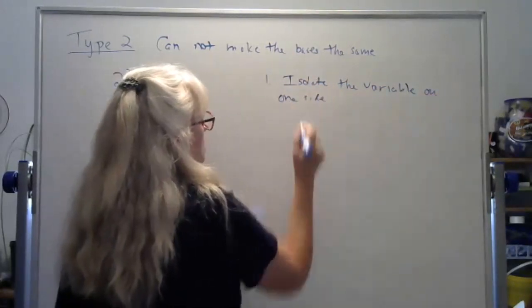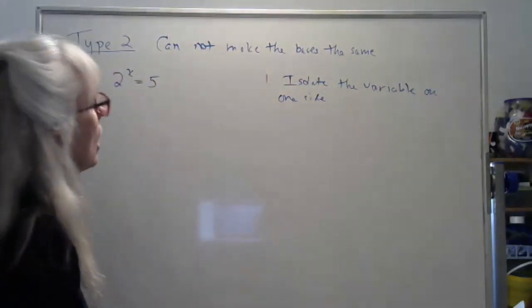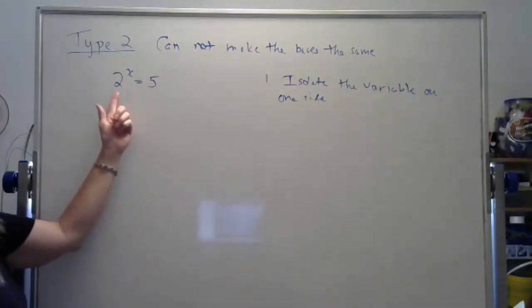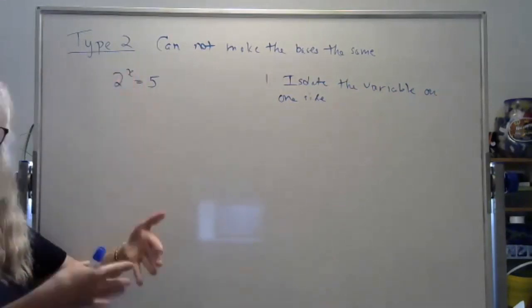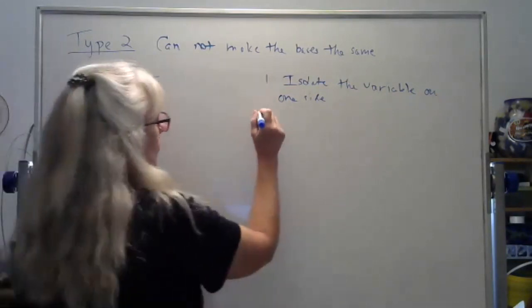In other words, you may need to move things back and forth, and we'll see this when we start to do the applications tomorrow. I don't need to do anything here because the variable term, which is 2 to the x, is already by itself on one side, but just in case.